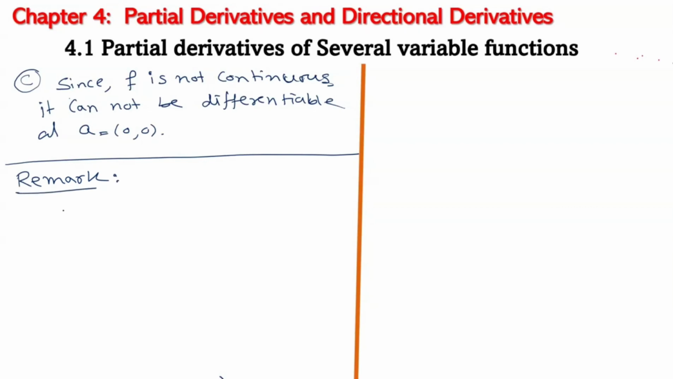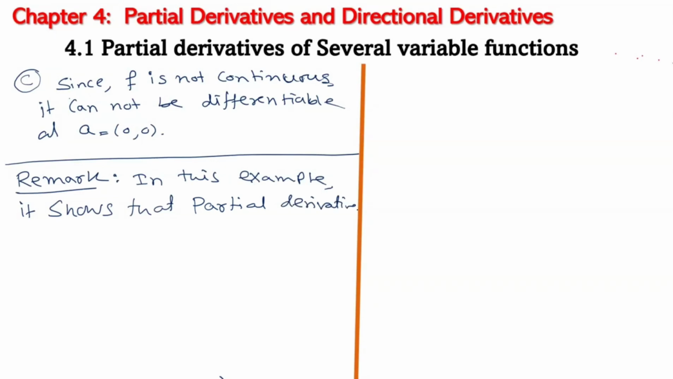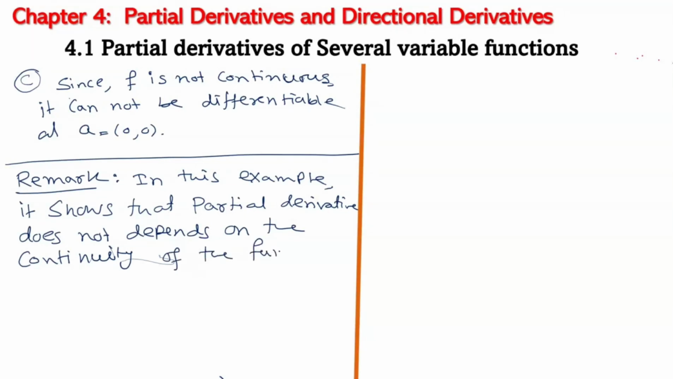in this example it shows that the existence of the partial derivative does not depend on the continuity of the function, as here the partial derivative at (0,0) exists though the function is not continuous.